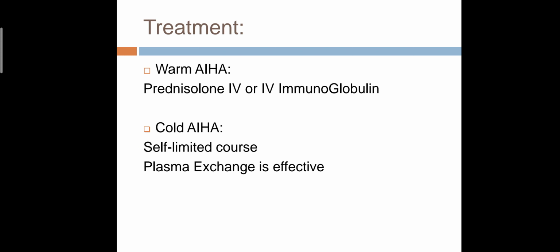Next is treatment. For warm autoimmune hemolytic anemia, you can go for prednisolone IV or IV immunoglobulin. For the cold type, we can go for a self-limited course, and plasma exchange is effective in this case.